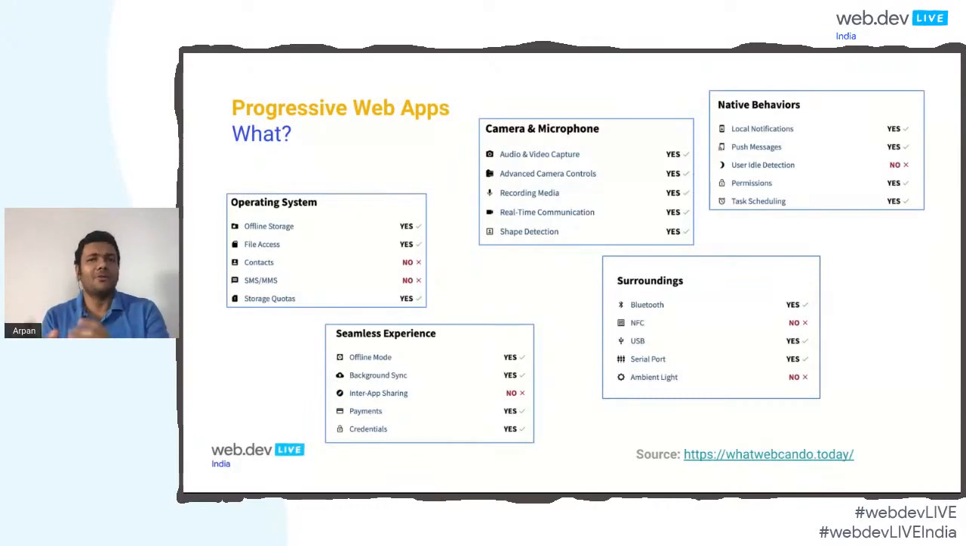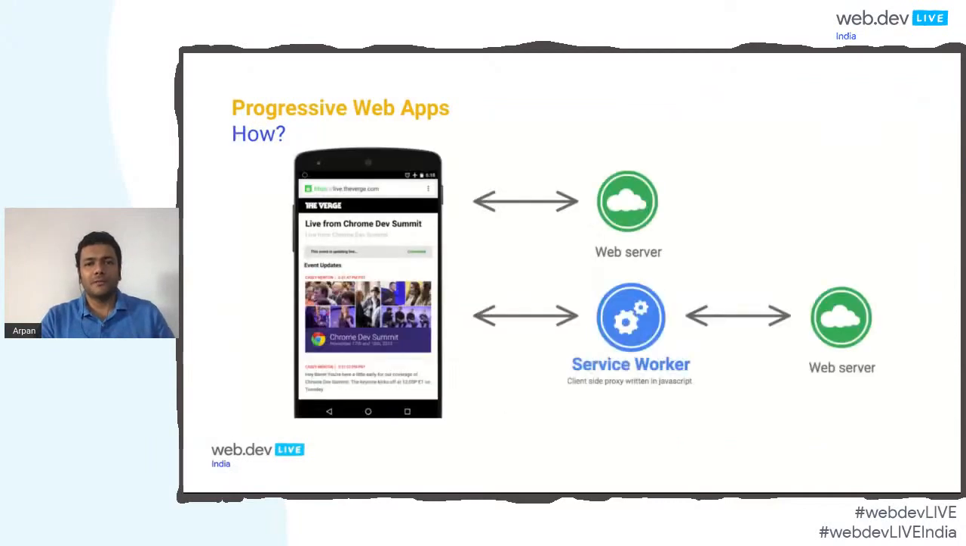We are yet to build a progressive web app, right? So we'll go by that. Now let's move to the next one. How is it possible? How do you basically create a progressive web app?